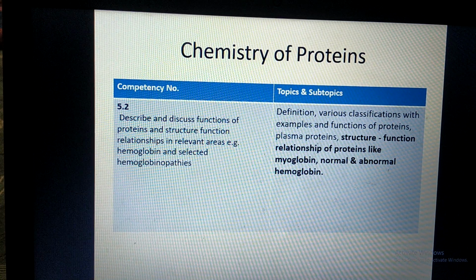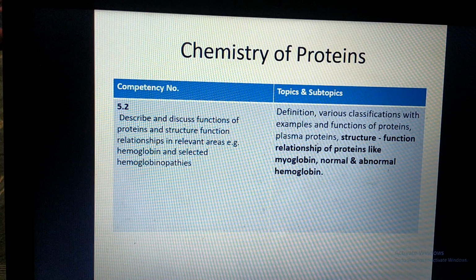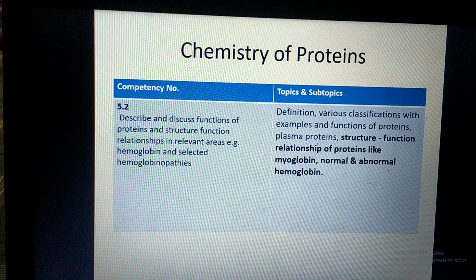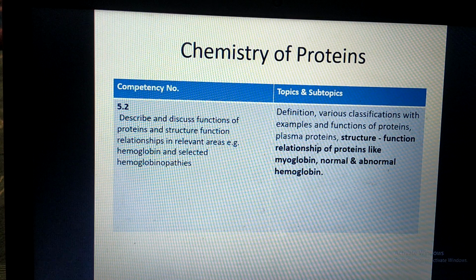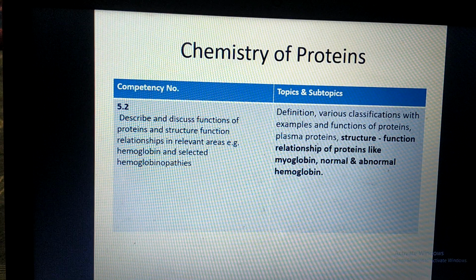Good morning, students. We will continue the topic chemistry of proteins, competition number 5.2, and today's subtopic is structure function relationship of proteins, in which we are studying three examples: myoglobin, normal hemoglobin, and abnormal hemoglobin. In abnormal hemoglobin, we are taking the example of hemoglobin S.